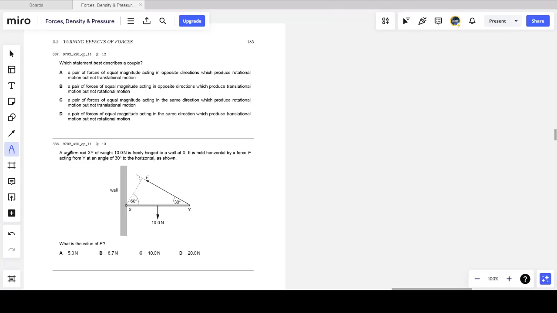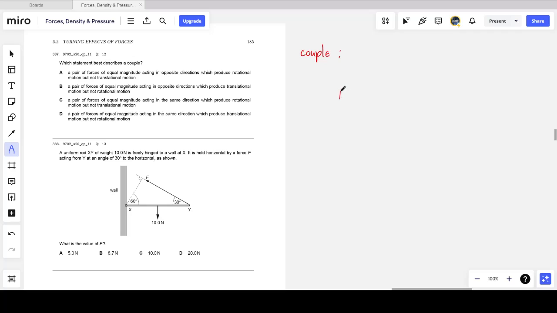Question 387 is from the summer 2020 exam. It's from question paper 1, variant 1, and it's question 12 from that paper. We're asked which statement best describes a couple. Well, this again will not be difficult because you should know what the definition of a couple is, but I'll refresh your memory.